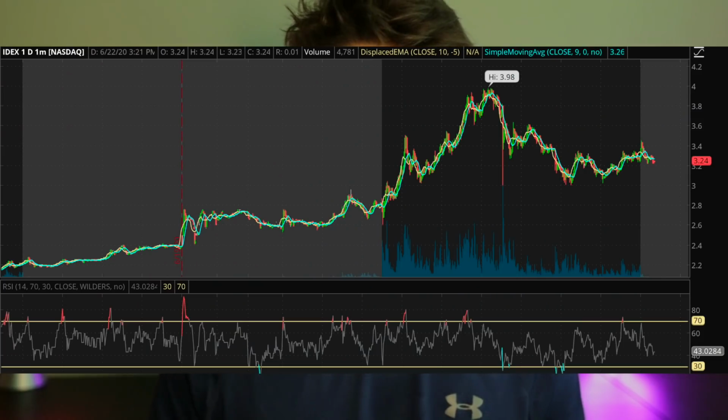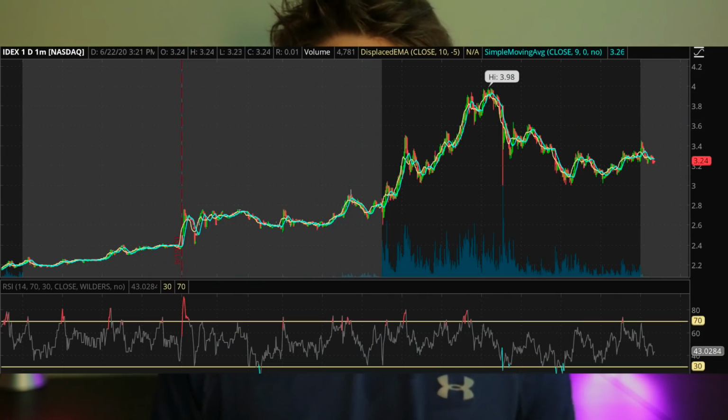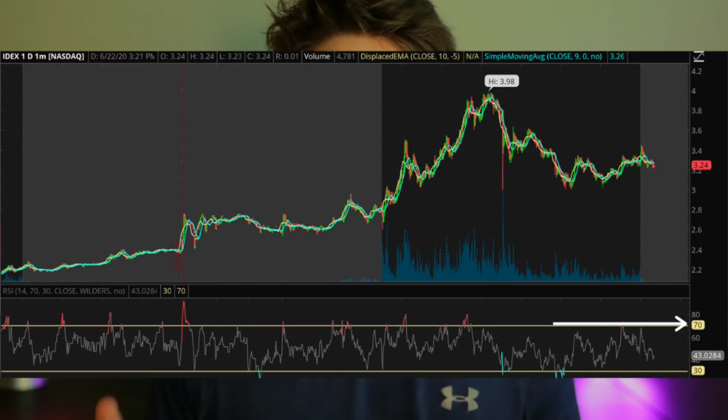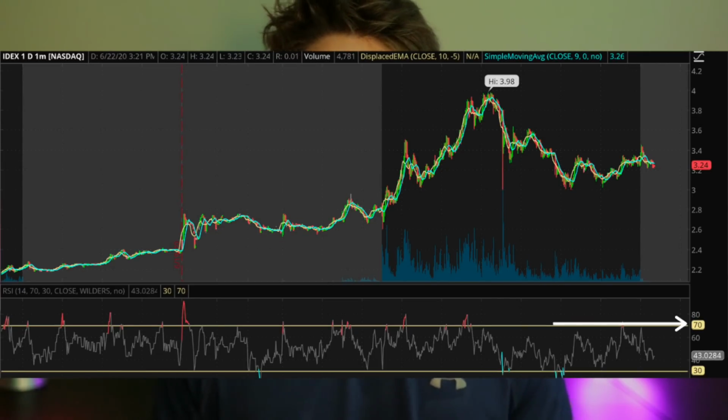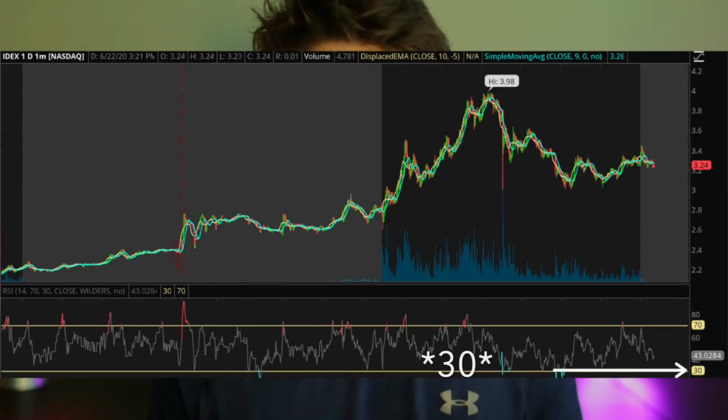And then I also use the RSI indicator, and that's how I tell when a stock is oversold or overbought. I'll put this on the screen right there and look at IDEX with the RSI indicator. When the RSI goes over 70, that means it's overbought. And whenever it goes under 20, that means it's oversold.